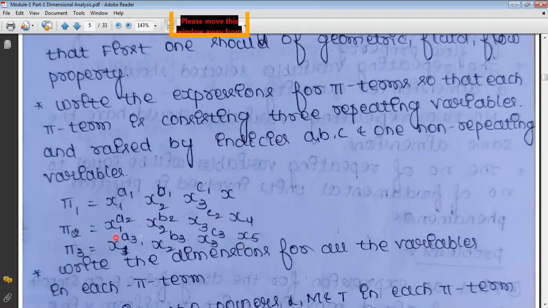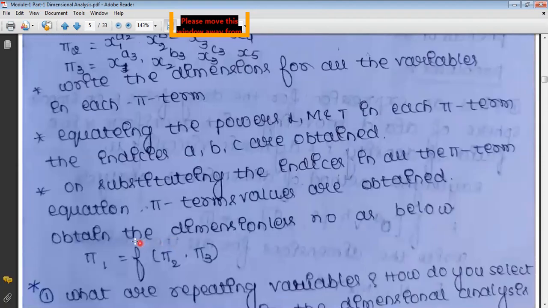After finding out the pi 1, pi 2, pi 3 values, you write the functional relationship as pi 1 is equal to f of pi 2 comma pi 3. You substitute the values of pi 1, pi 2, pi 3, and you'll get the expression. So these are the procedures of the Rayleigh method as well as Buckingham's pi theorem.